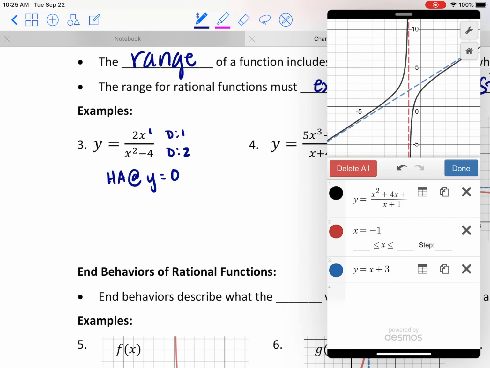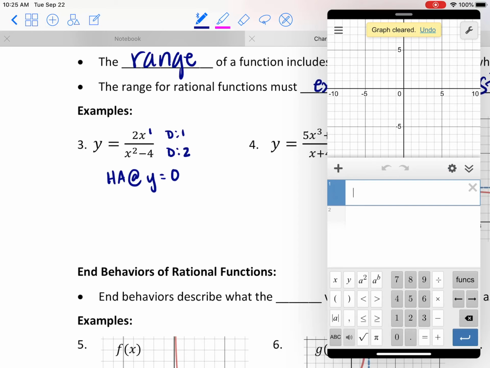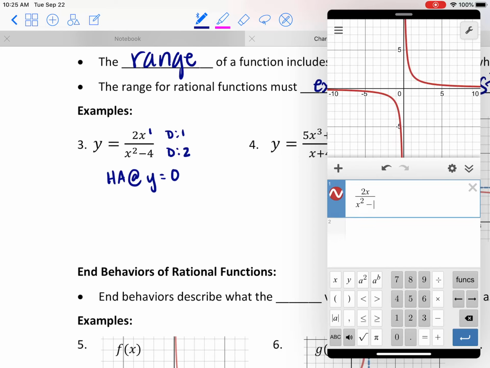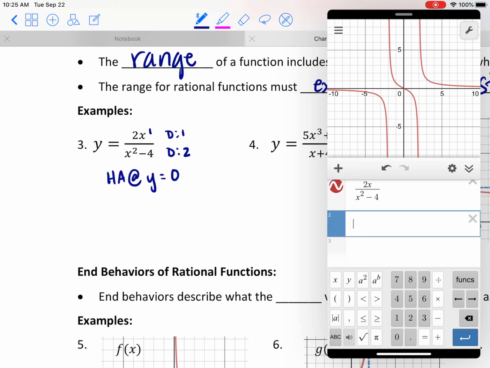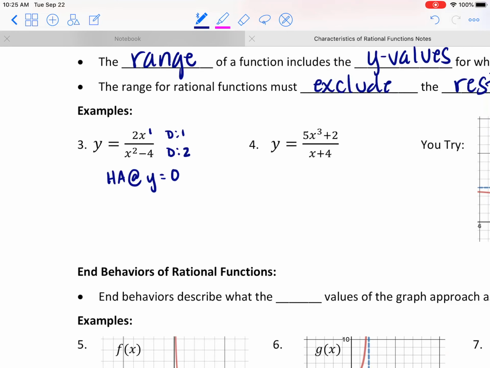Now, if you weren't sure, and really you could have done this earlier too, because sometimes it's hard to remember all those rules, let's go ahead and get this function in so we can just confirm that, yeah, we can see it. You see the horizontal asymptote at y equals 0? You see how the graph's got that barrier there? So that's got to be a restriction for our y values.